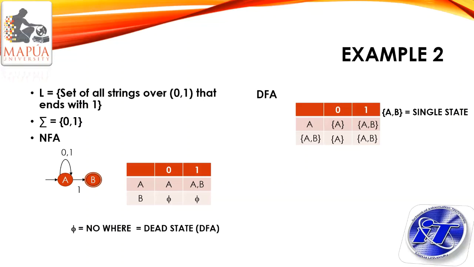Okay, so initially on our NFA, our initial state is A, so it will accept 0. Based on our DFA table, it will just loop. And if it's 1, it will go to a new state, which is called AB. And then in AB, if it's 0, it will go back to A. And if it's 1, it will just loop within itself. Okay? So that will be our DFA equivalent of the NFA.